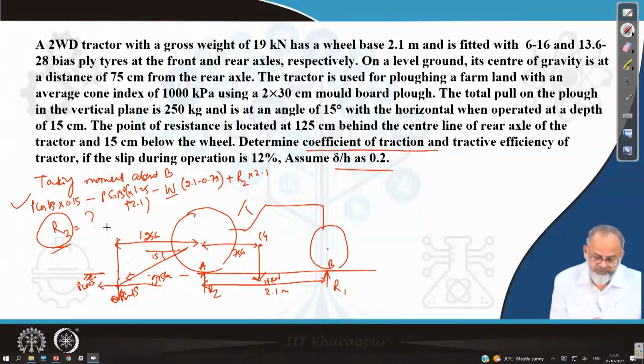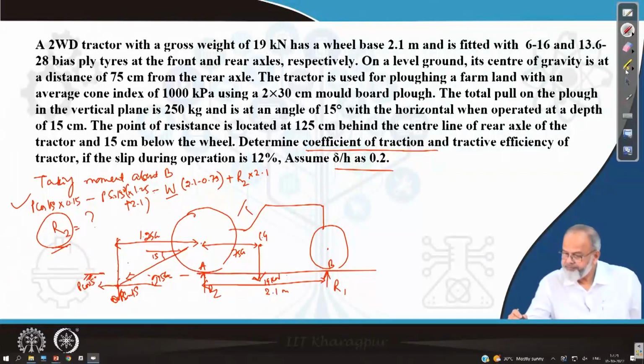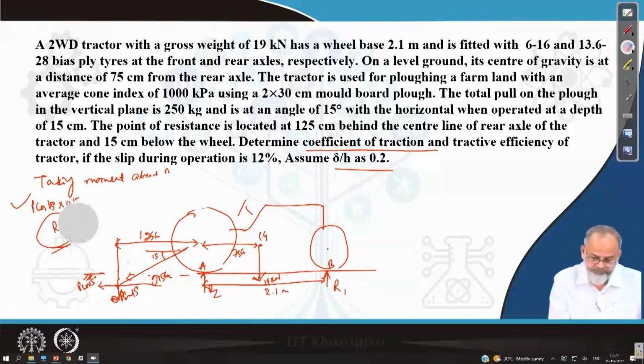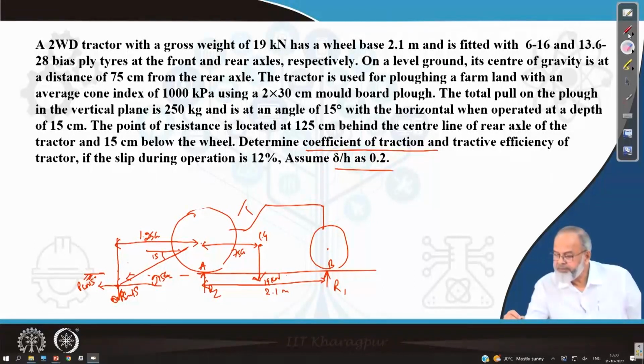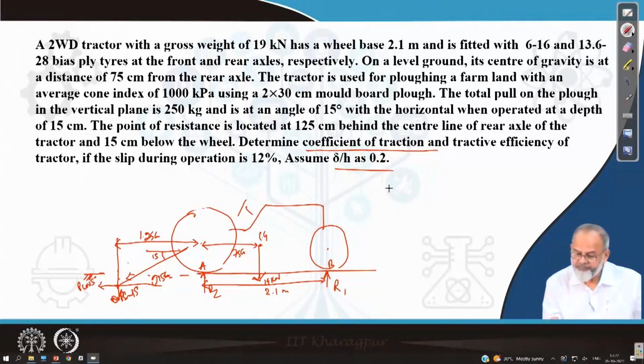So that will be... Now after knowing the dynamic weight, the next thing is we have to calculate Bn for the front wheel and Bn for the rear wheel, where the delta by H value is given as 0.2.